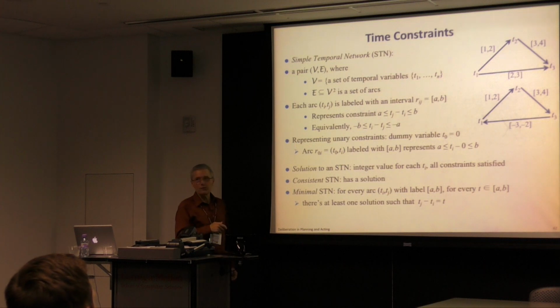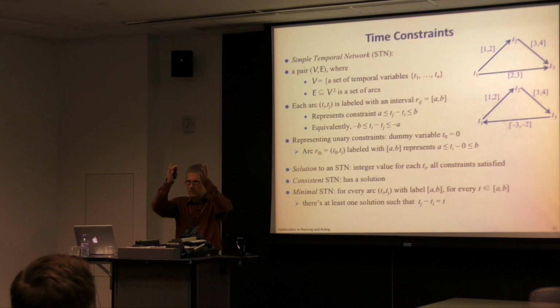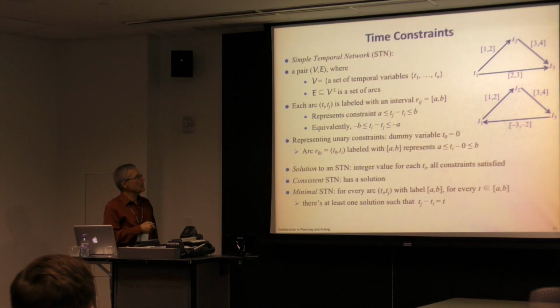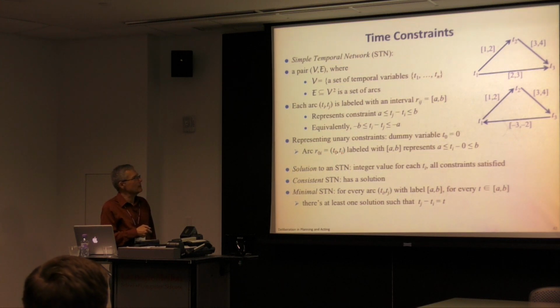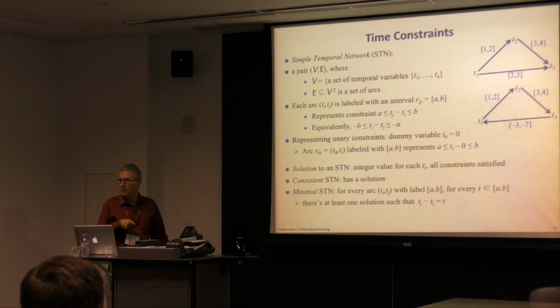If we want to represent unary constraints, we could do that also. The way that you do that is to introduce some dummy variable that I'll call t naught that has the arbitrary value 0. And now, if you have an arc r sub 0i between time point t0 and ti, if it's labeled with [a, b], that represents the constraint that ti minus 0, in other words, just ti, is at least a and at most b. All right?